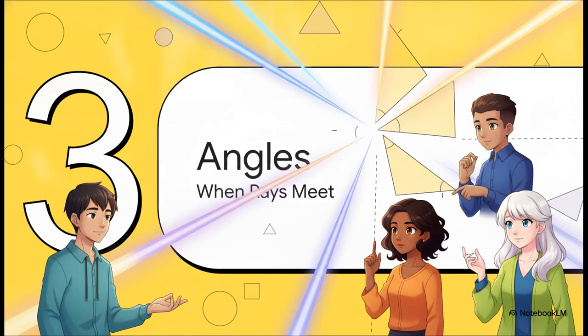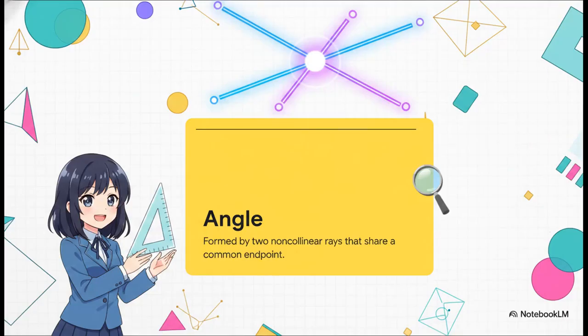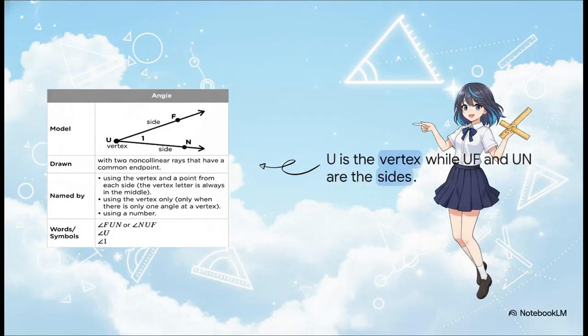Section 3. Understanding angles. When rays meet. So what exactly happens when 2 rays crash into each other? Simply put, when 2 rays meet at the exact same starting point, but go in different directions, they form an angle. Take a look at angle FUN here. The absolutely crucial point is that the shared starting point, U, is called the vertex. And those 2 rays shooting outward are called the sides of the angle.